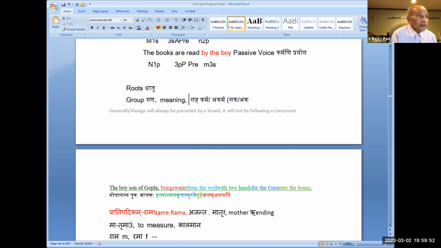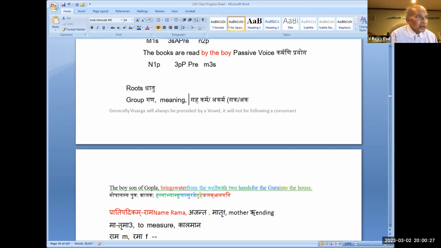And then for every root, you have to know which are the common roots. We showed you there are 2,000 roots. If you know 200 roots, you have achieved a lot. The dhatus are divided into ganas, right, sir? 10 groups. I'm going to show you that. First thing is you have to know what gana it is and what meaning it is used in.